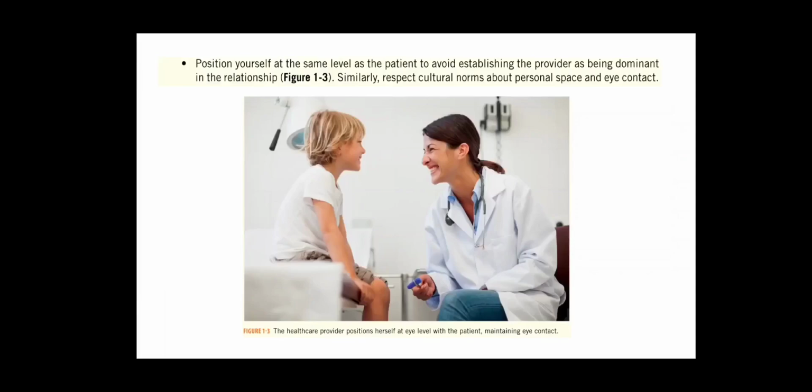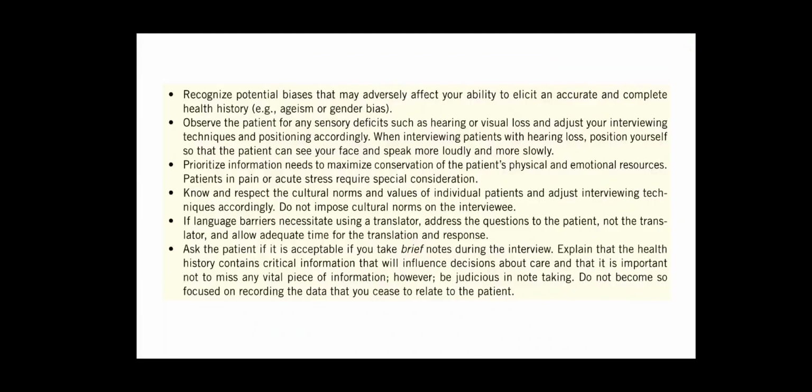Next is position yourself at the same level as the patient to avoid establishing the provider as being dominant in the relationship. Next is recognize potential biases that may adversely affect your ability to elicit an accurate and complete health history. Observe the patient for any sensory deficits such as hearing or visual loss and adjust your interviewing techniques and positioning accordingly. Next, prioritize information needs to maximize conservation of the patient's physical and emotional resources.